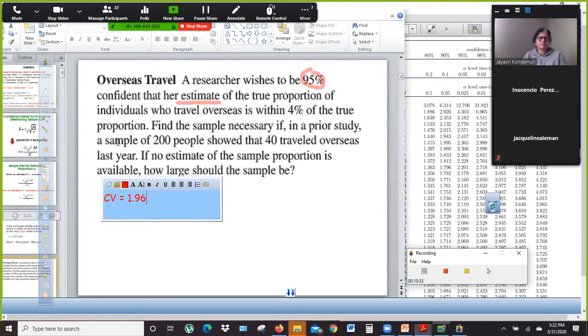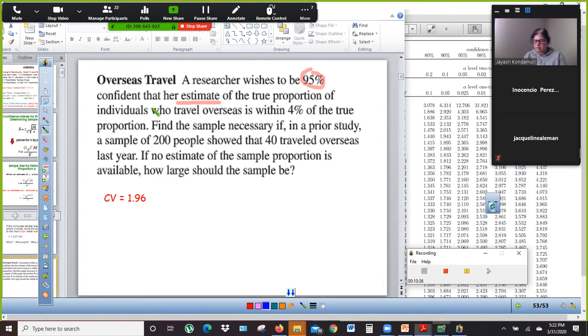And then let's take a look at what else we have here. We've got within 4%. Remember, when you find within, you find your error. Within is your error because it's how much that person is adding and subtracting from the point estimate.